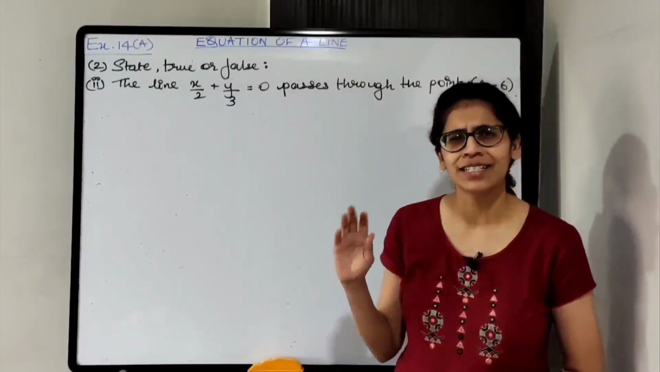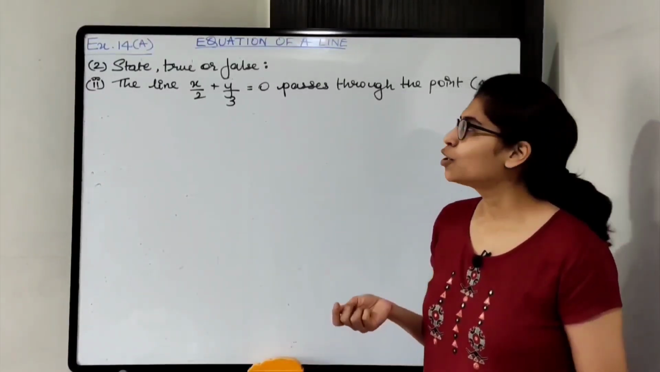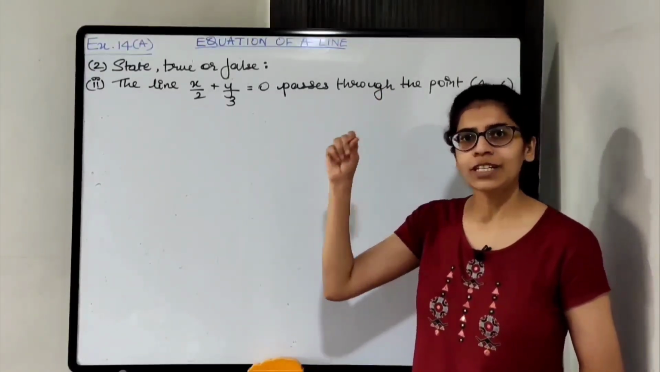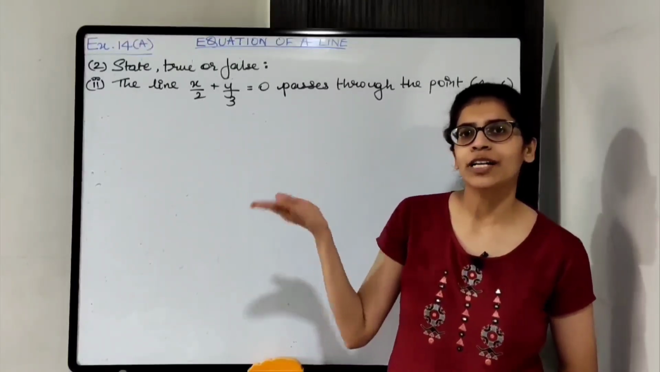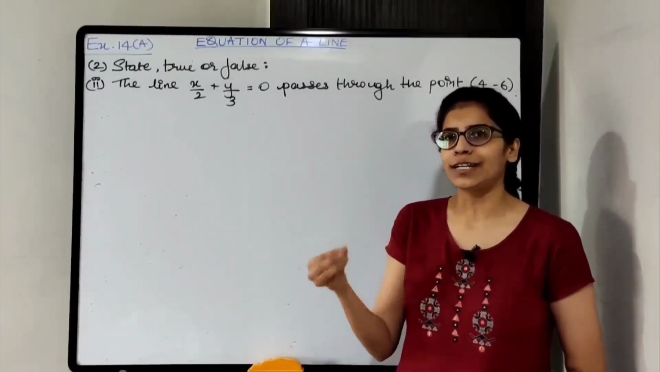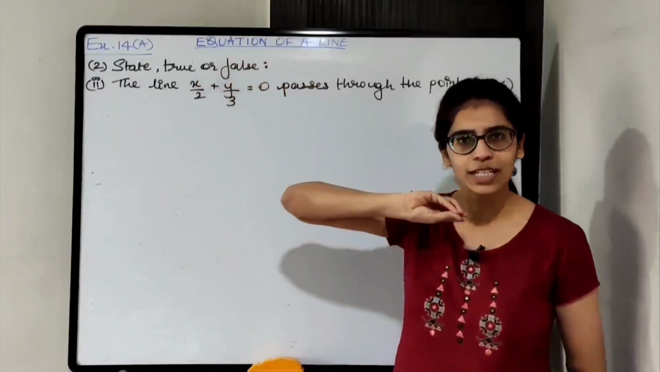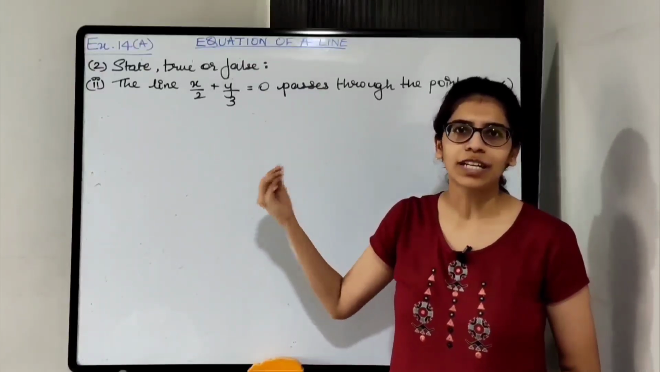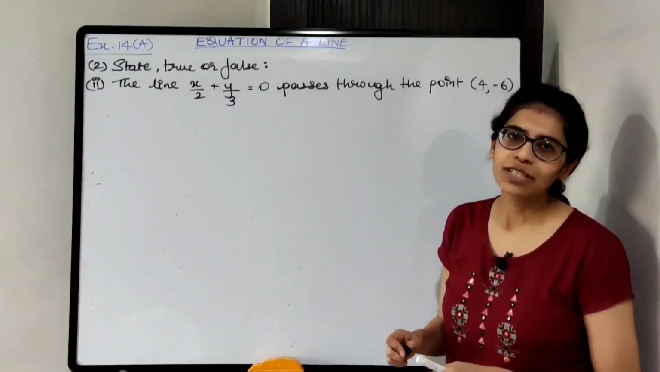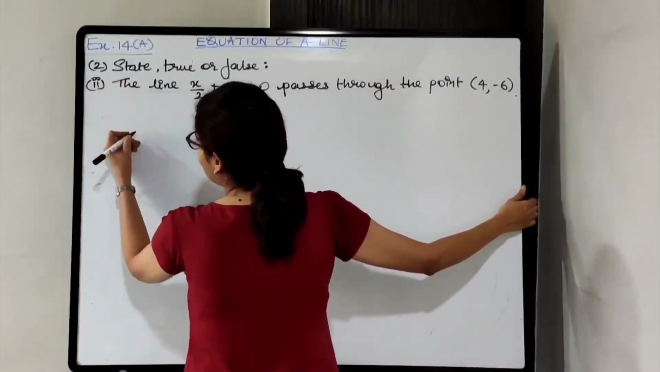Next statement is: the line x by 2 plus y by 3 equal to 0 passes through the point 4, minus 6. It is similar to the previous statement. So we will solve the same way. You are told that the line is passing through the point. So if it is passing through the point, it means the point is lying on the line, and if it is lying on the line, it means it is going to satisfy the equation. That is, x and y values we can substitute in it, and it is going to satisfy the equation. That is, you will get LHS equal to RHS. So let's see if the statement is true or false.